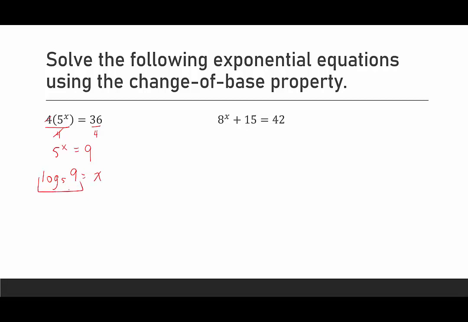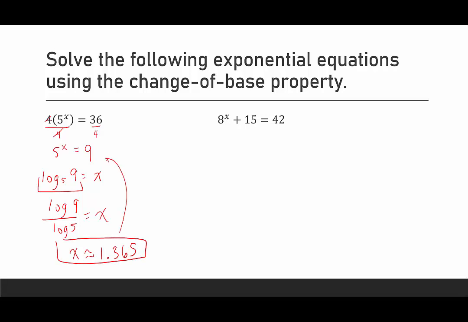And then once we have this, we can use that change of base property. I'll use my log base 10. That would be log of 9 over log of 5. With change of base, it's always log of the argument over log of the base. Always, 100% of the time. And when we figure out this approximation, we see that x is approximately 1.365.